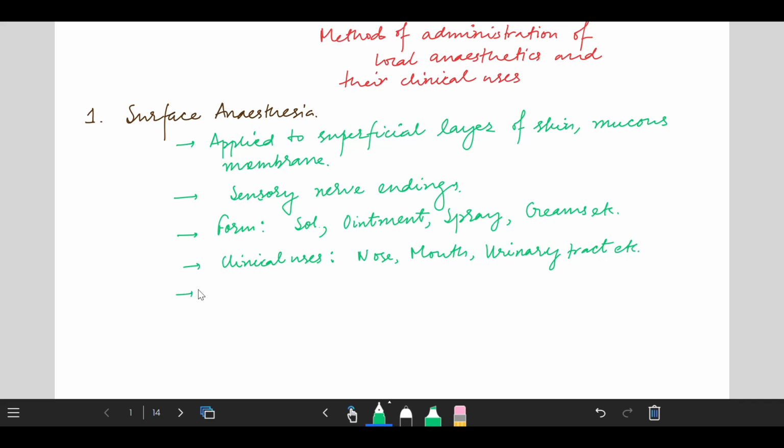And what are the drugs of choice? These are lidocaine, tetracaine, benzocaine, etc.